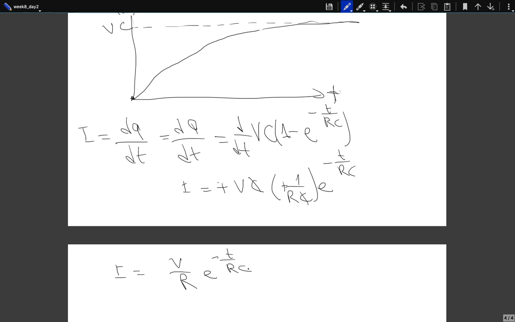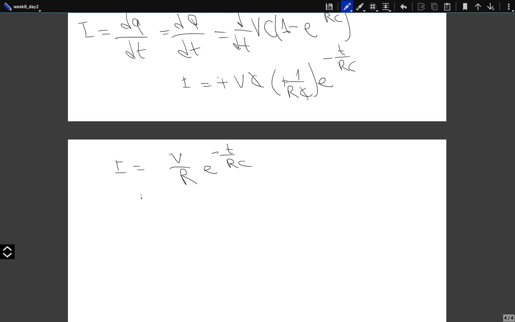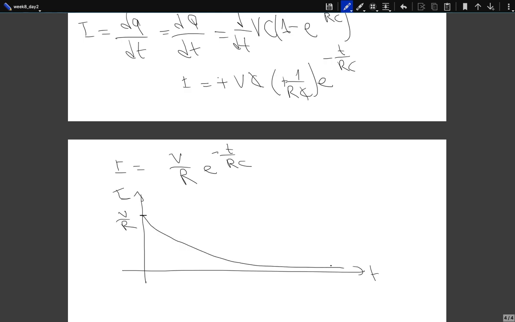So when t is equal to 0, the current is V over R, as if there's no capacitor. And as t increases, the current just goes to 0. So we started at V over R, and it goes to 0 even asymptotically.